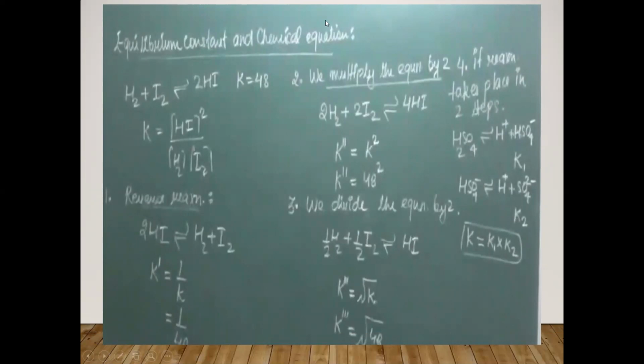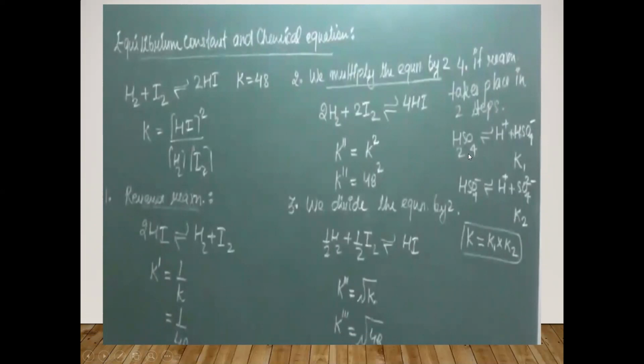And if the reaction is completing in more than one step, like sulfuric acid, when we decompose sulfuric acid, in the first step it releases one hydrogen ion and forms HSO4 minus. Then in the second step, another hydrogen ion comes out and it becomes SO4 2 minus. Suppose for this step the equilibrium constant is K1, and for this step the equilibrium constant is K2.